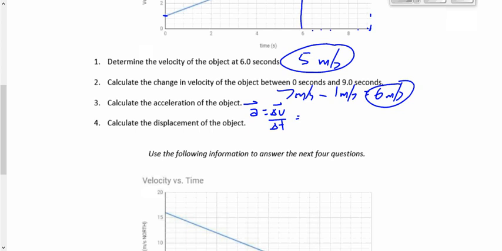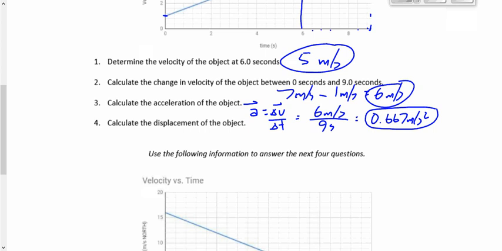Delta v or delta y here would be 6 meters per second. Okay, we just found that. And delta t would be 9 minus 0, or 9 seconds. So that's going to give me an acceleration of 0.667 meters per second squared. Or it would give me a slope of 0.667 meters per second squared. But of course, that slope represents the acceleration.